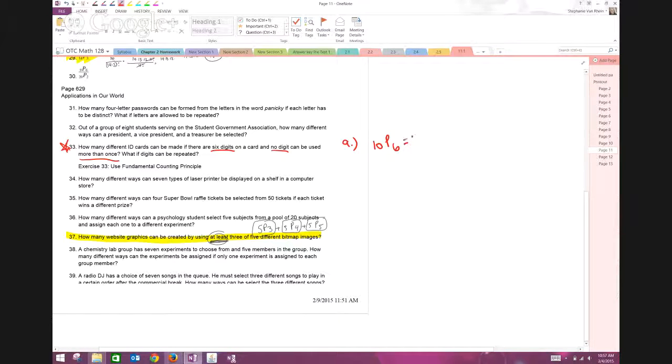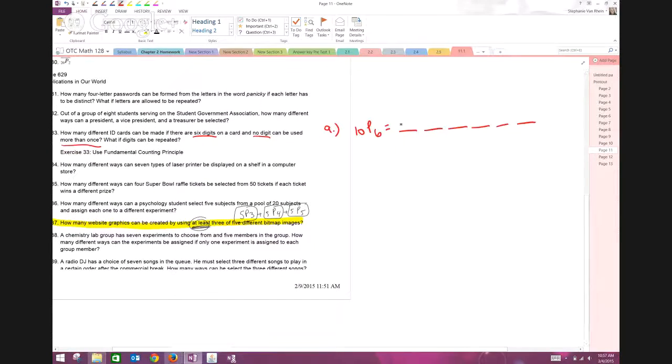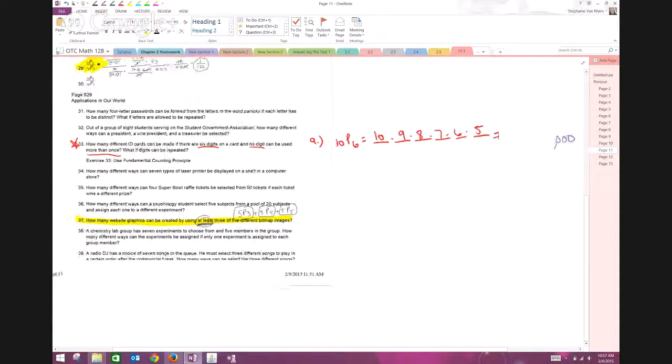Now you don't have to do it that way. You could use the fundamental counting principle for part A and say I have 10 options for my first digit, 9, 8, 7, 6, 5, and get the answer there.